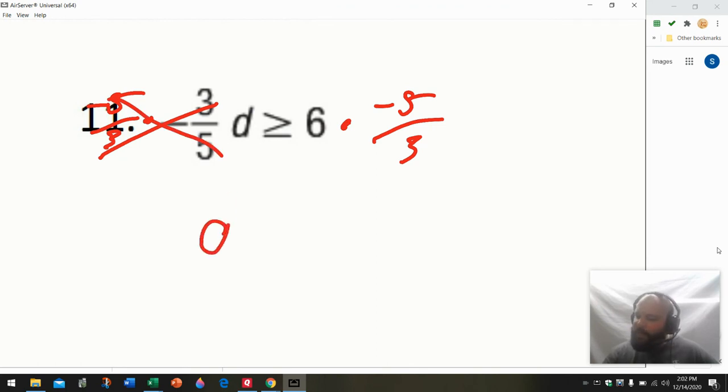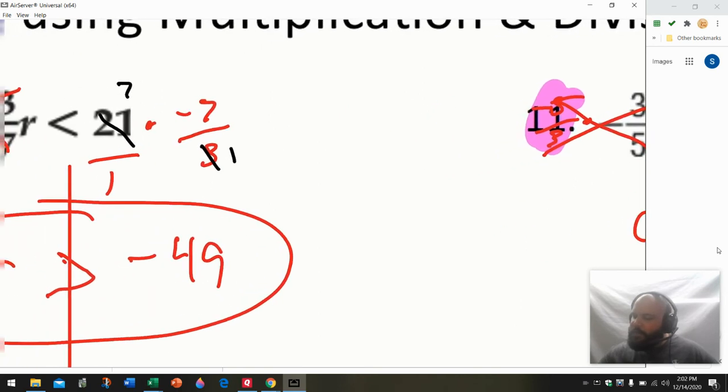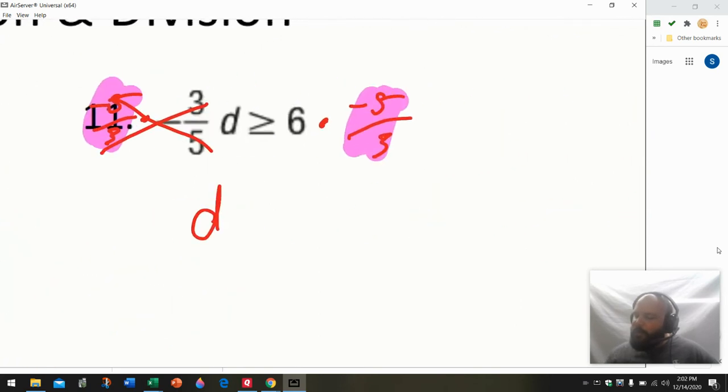I'm left with a D. You can see I multiplied, there again, I multiplied both sides by a negative. Okay, just like we did over here, the sign flipped over. We multiplied both sides by a negative. The sign has to flip over. And then let me write that sign flipped over.